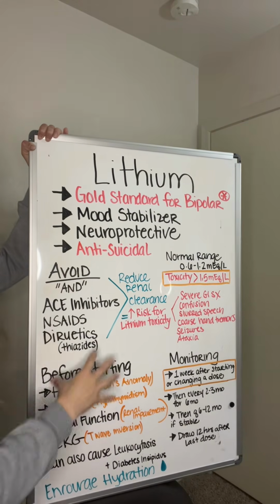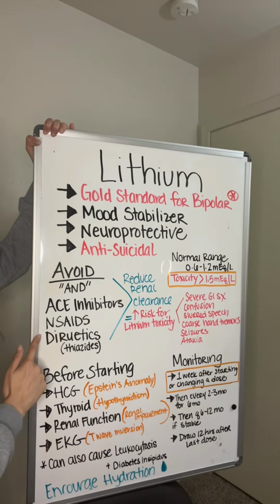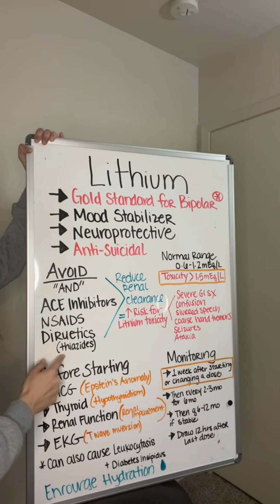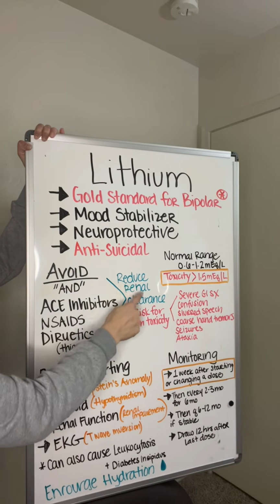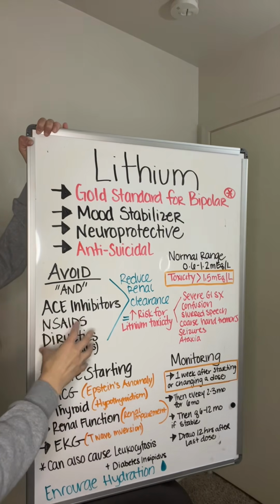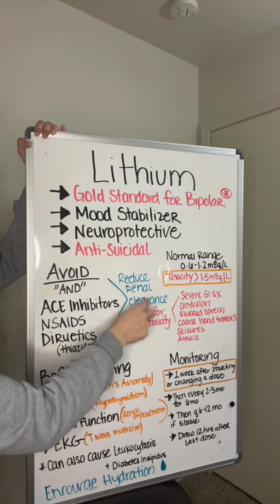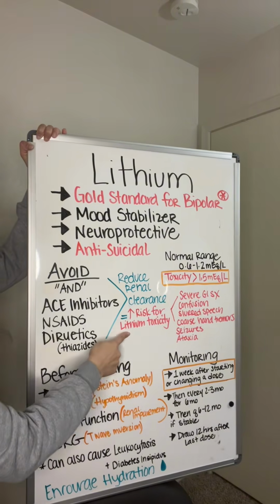All right, so when your patient's taking lithium, we want to make sure that we tell them to avoid ACE inhibitors, NSAIDs, and diuretics, specifically thiazides, when they're taking lithium because they reduce the renal clearance, okay? Lithium is excreted from the kidneys, so taking these medications with it risks lithium toxicity because it builds up, okay? Because these reduce the renal clearance. So now your lithium is building up.